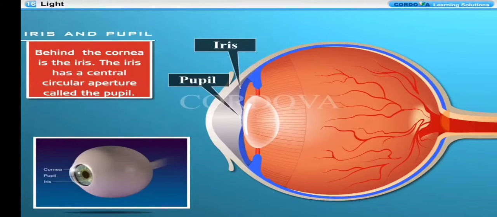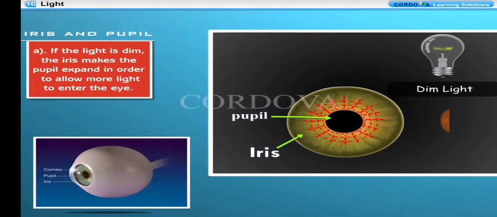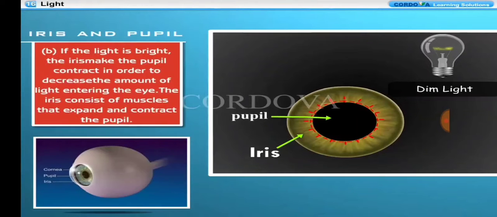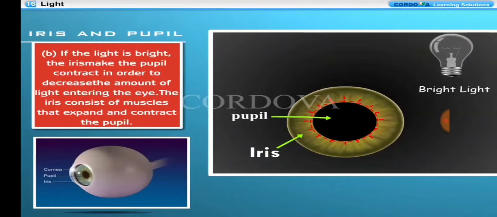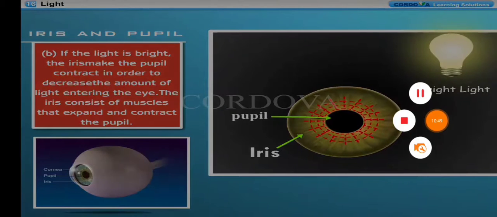The iris regulates the amount of light entering the eye by adjusting the size of the pupil in the following ways. A. If the light is dim, the iris makes the pupil expand in order to allow more light to enter the eye. B. If the light is bright, the iris makes the pupil contract in order to decrease the amount of light entering the eye. The iris consists of muscles that expand and contract the pupil.